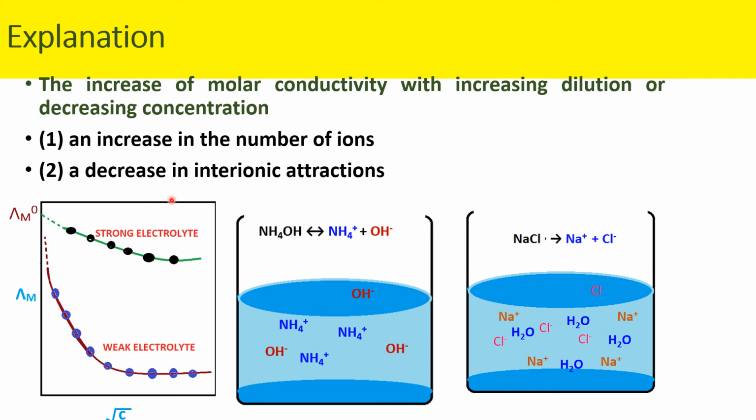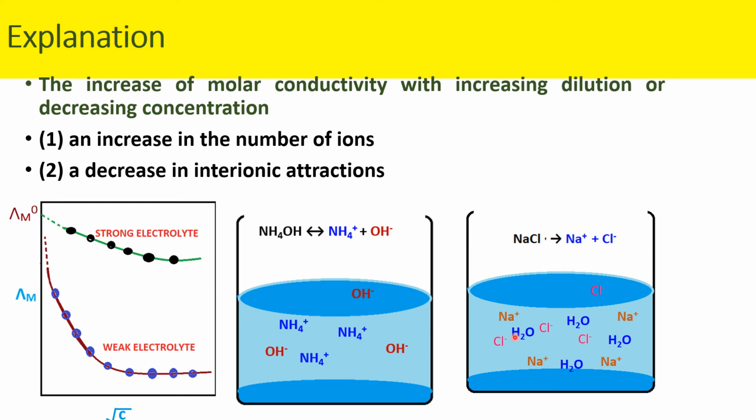For a strong electrolyte, the molar conductivity is high even at low dilutions, since the ionization of the electrolyte is complete. Here you can see sodium chloride, Na plus Cl minus. The ionization is complete. But in the case of ammonium hydroxide, a weak base, its ionization is in equilibrium with ammonium plus OH minus. So its ionization is not complete; it is only partially ionized. But in the case of a strong electrolyte, it is completely ionized.